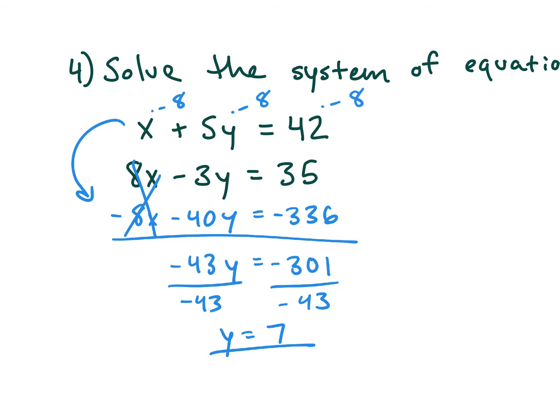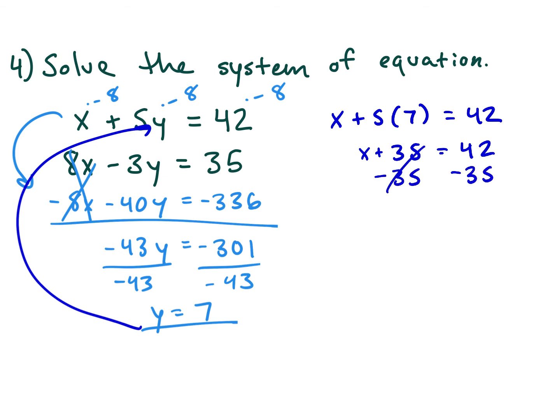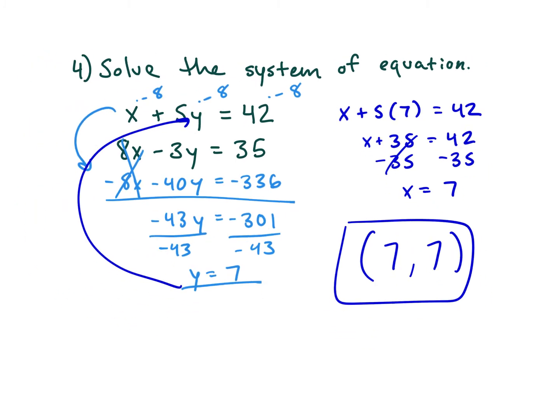Plug it in. I'll plug it into the top one, but make sure you plug it into y. So I have x plus 5 times 7 is equal to 42. x plus 35 equals 42. Subtract 35 on both sides, so x equals what? 7. This is our answer. All right, next one.